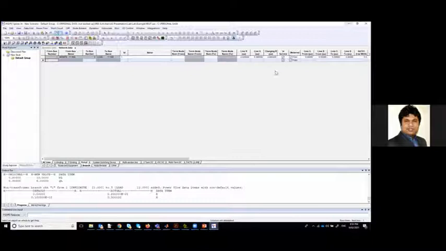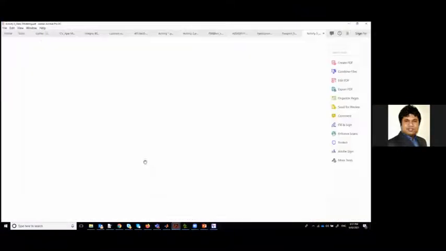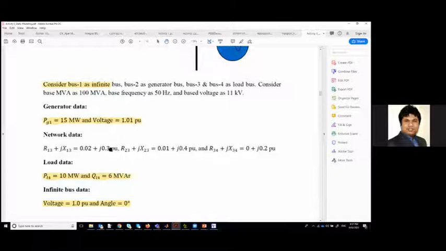But if you look at the transmission line modeling, there could be shunt impedance, shunt admittance. So we can put that shunt here. But here I have neglected this. So we put this information for line 1 and 3.